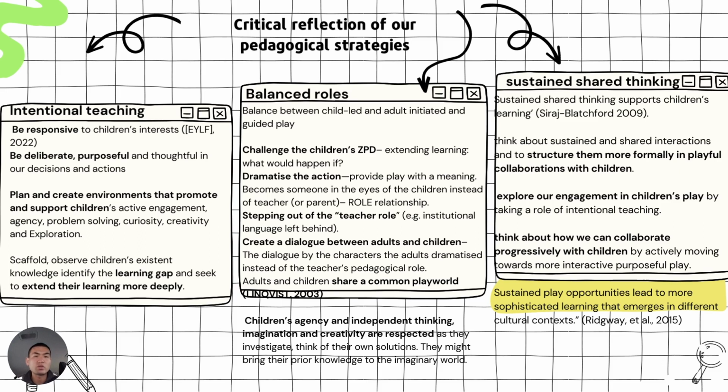Sustained shared thinking is a strategy that supports children's learning. Think about this shared and sustained interaction and how to structure it more formally in our playful collaborations with children. It helps us to explore our engagement in children's play. It also aids us in thinking about how we can collaborate progressively with children.